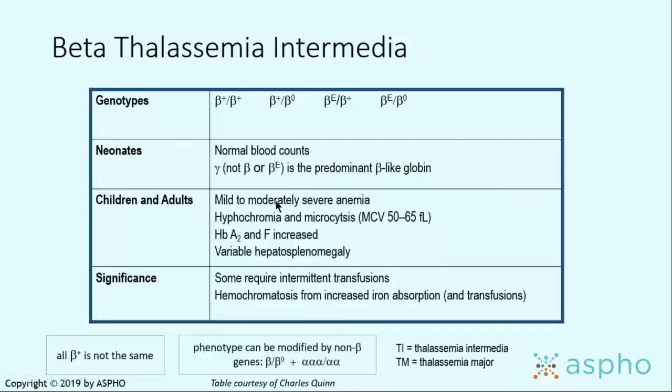They may have mild to moderately severe anemia. Again, some of these patients may have more severe disease. The ones who have hepatosplenomegaly are going to be on the more severe side. Some may require intermittent transfusions, and just like the hemoglobin H patients, you have to monitor them for increased iron absorption and hemochromatosis, even if they are not on transfusions.